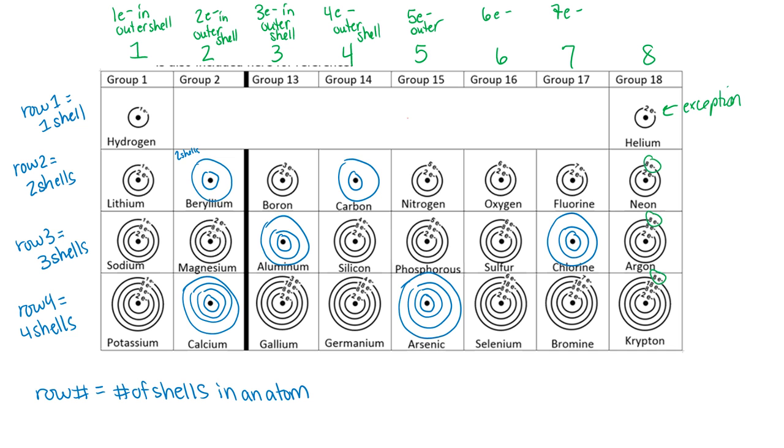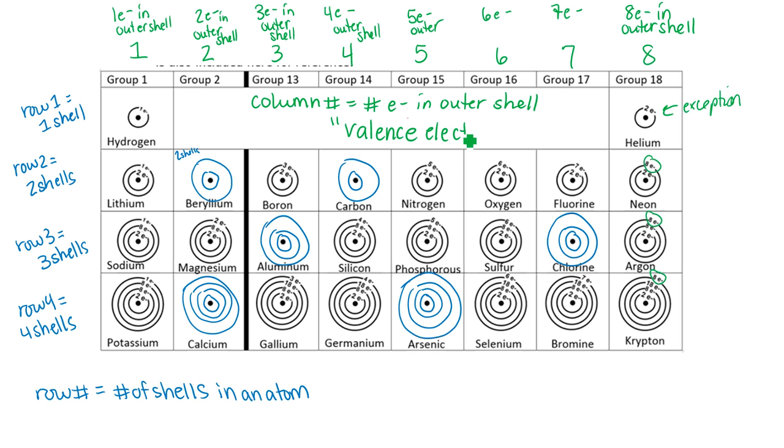And helium is just kind of an odd exception. But in general, things in group 8 have 8 electrons in the outer shell, with the exception of helium. So that's the other important pattern we want to notice: the column number tells you the number of electrons in the outermost shell. And the electrons in the outer shell, we refer to them as valence electrons. So those are our valence electrons.